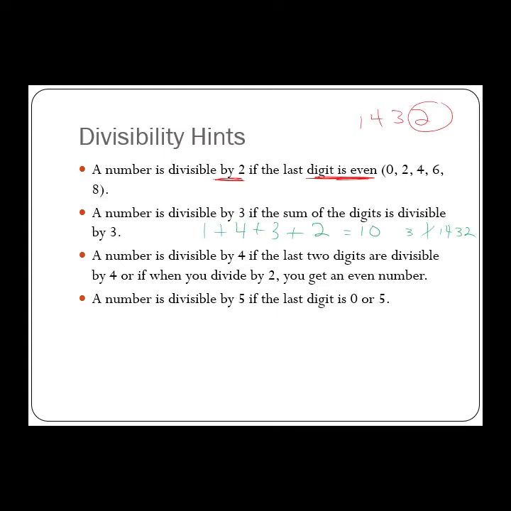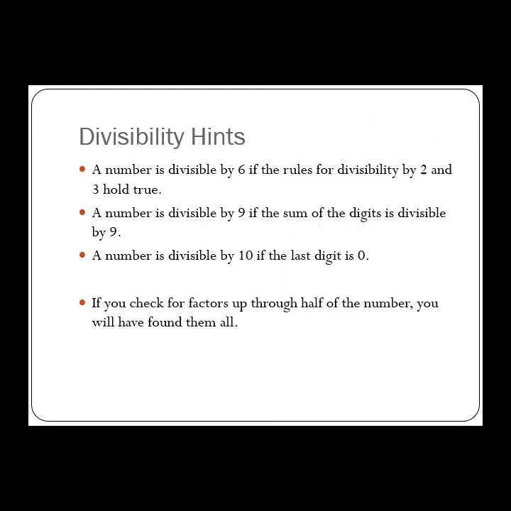You want to know if it's divisible by 4? Divide it by 2. If it's still even, then 4 goes in there. So sometimes if you've already checked if it's divisible by 2, it's easy to see if it's divisible by 4. If it's divisible by 5, the last digit will be 0 or 5. 6 has to be divisible by both 2 and 3. 9 has the same technique as 3. If you add up the digits and they're divisible by 9, then it's divisible by 9. Divisible by 10 ends in a 0. And you need to check up through about halfway to get all the pairs of factors.